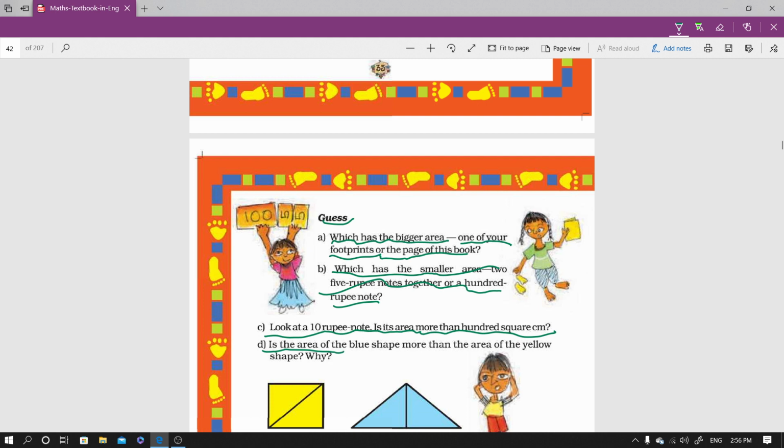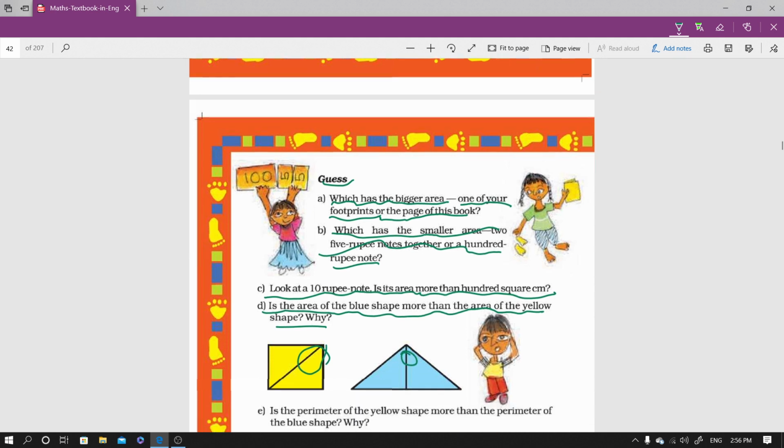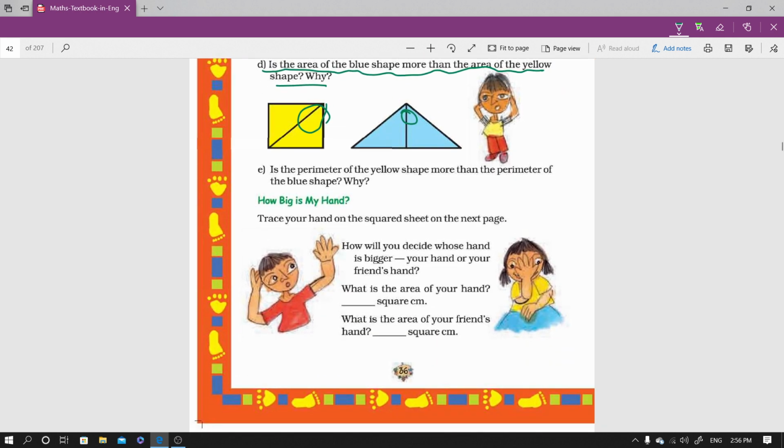Is the area of the blue shape more than the area of the yellow shape? Why? આ યલો એરિયા મોટો છે કે બ્લુ એરિયા? તમે કમેન્ટમાં કરજો. કમેન્ટ કરજો કયો એરિયા મોટો છે. Is the perimeter of the yellow shape more than the perimeter of the blue shape? Why? How big is my hand?